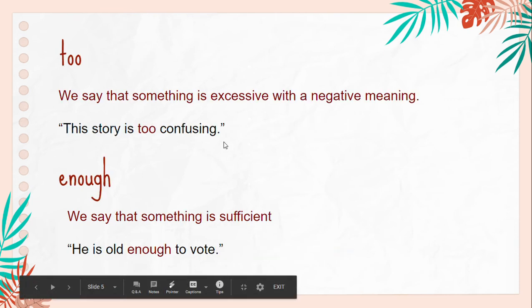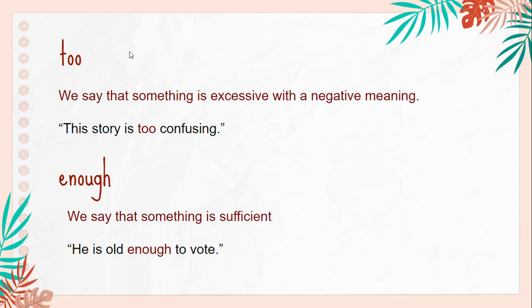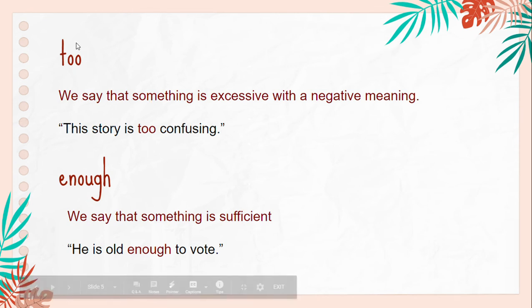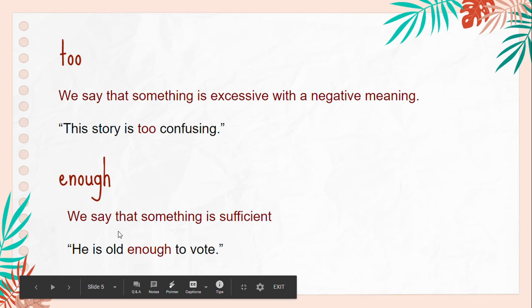Okay. What about too? We say that something is excessive with a negative meaning. We use too in order to express this. This story is too confusing. Enough. We say that something is sufficient. He is old enough to vote. Something important here that you have to identify is that if I need to use the word too, I need to put it before my adjective. And if I'm going to use the word enough, I need to put it after my adjective.